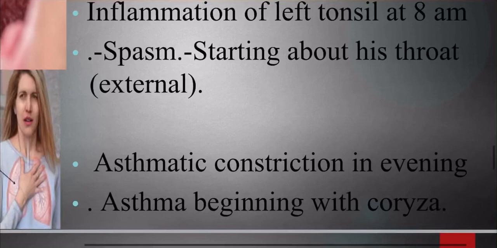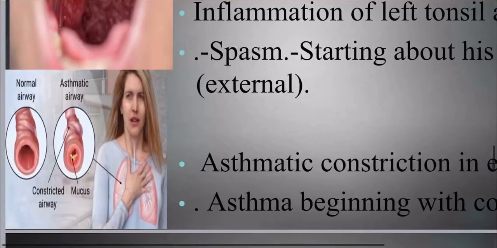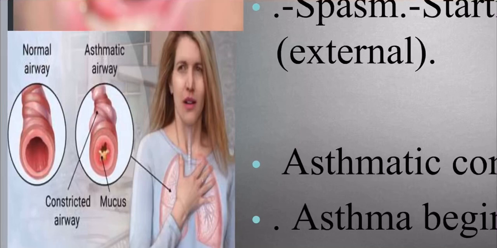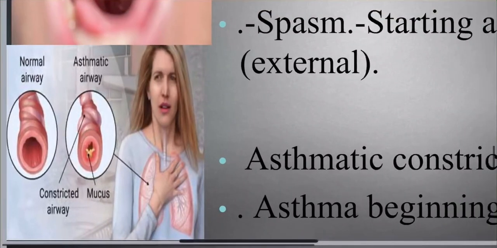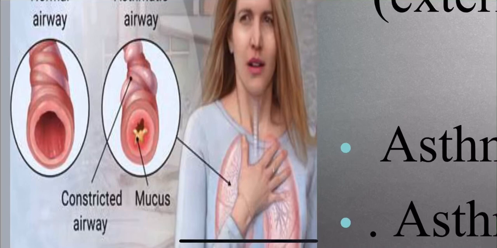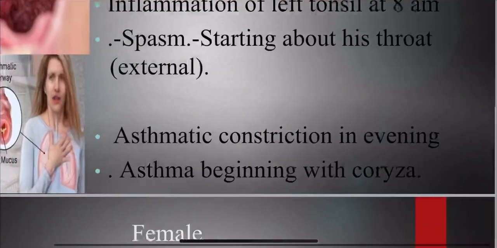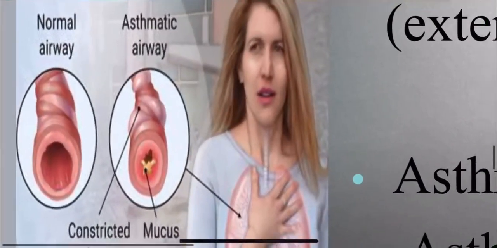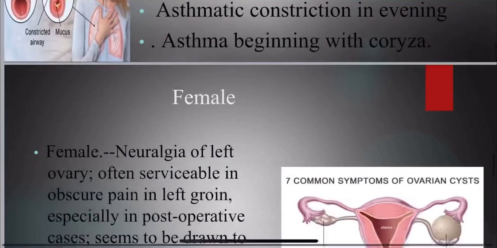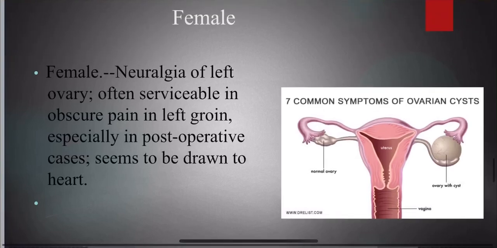So guys, in the morning the girl had coryza, in the evening the asthma starts, asthmatic constriction starts in the evening. You can assume that she is the Naja patient. She had coryza and everything, it is aggravated in the morning. Then in the evening, asthmatic constriction starts. You can see here the constriction, the mucous airway, which leads to asthmatic constriction in the evening. Okay. Now let us see the female complaints of Naja.